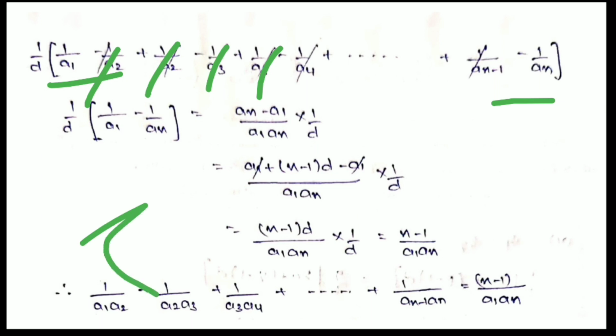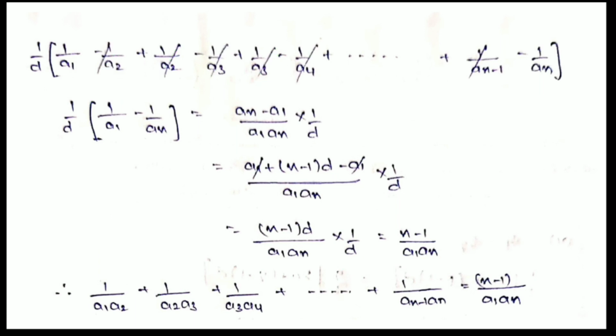An means tn, a + (n − 1)d. Here a is a1, the first term: a1 + (n − 1)d. So (n − 1)d/(a1 an) into 1/d, that is nothing but (n − 1)/(a1 an). Hence we got this value, and hence this is also proved.